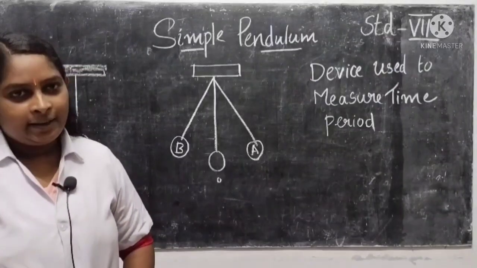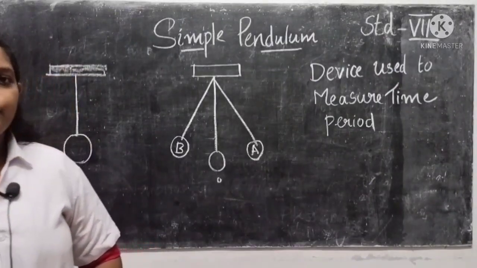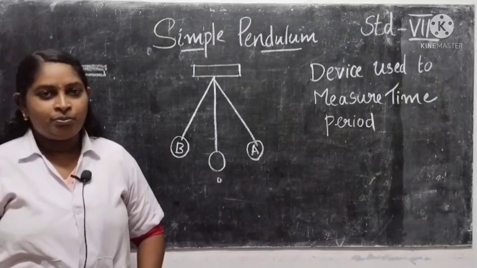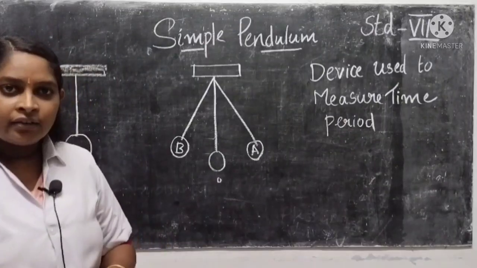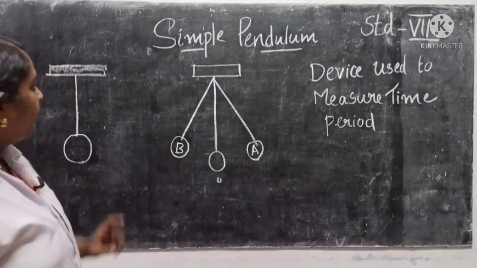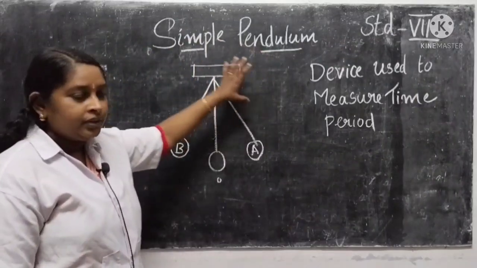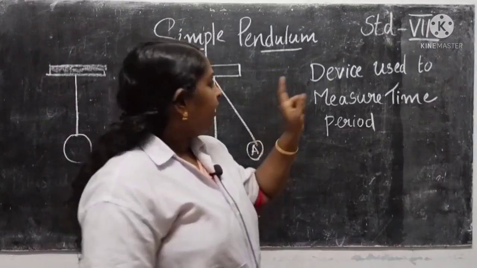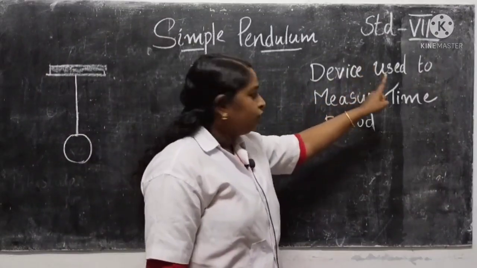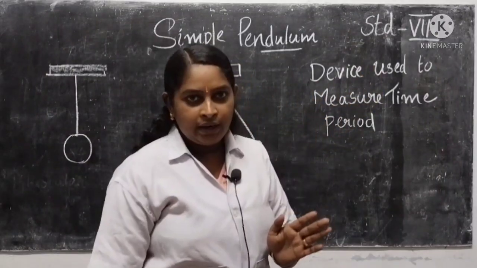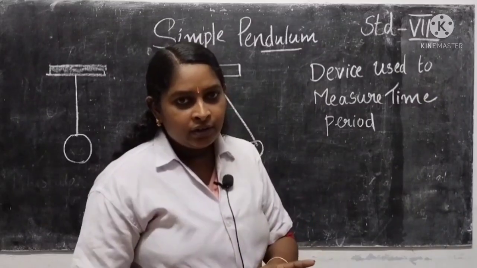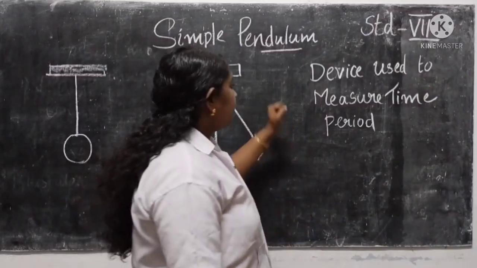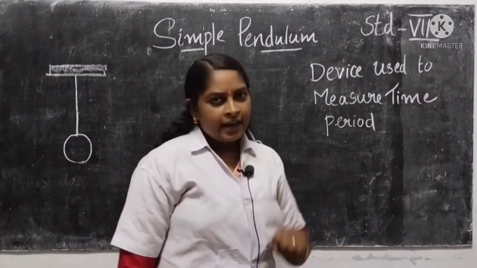Last class we studied about motion, speed, types of motion and the devices used to measure time. Today we are going to discuss an important topic, that is simple pendulum. So what is a simple pendulum? It is a device used to measure time period.